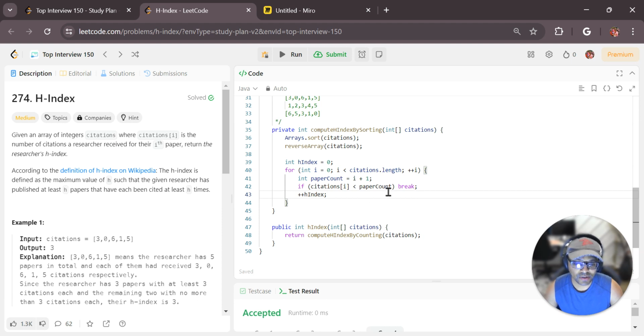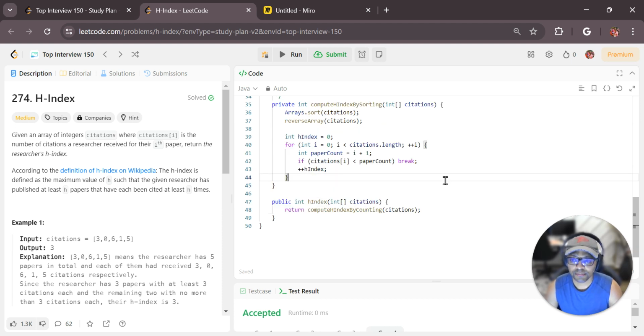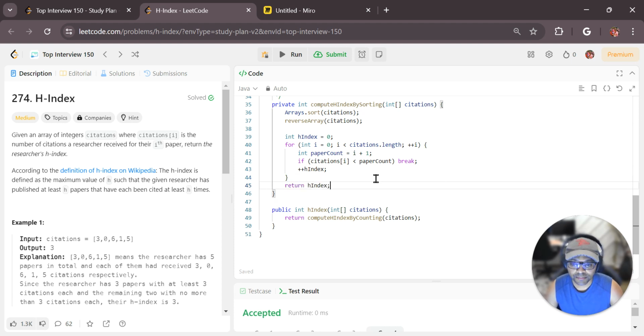It's the same thing, I just reversed it, but because we could break in else, I just did it this way. Okay, and in fact we could probably even add this as an and here, but I'm going to keep it this way because it's just a little bit easier to understand. Okay, I think then we just return h index here, right?